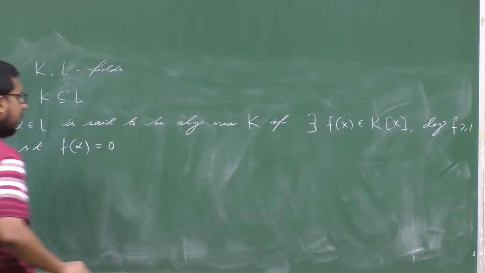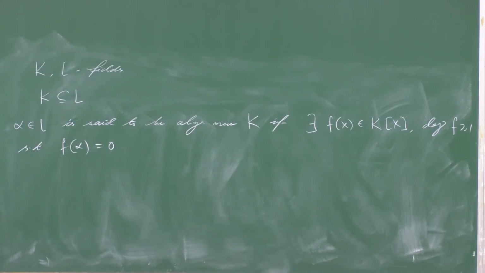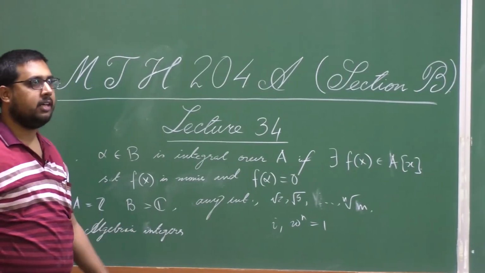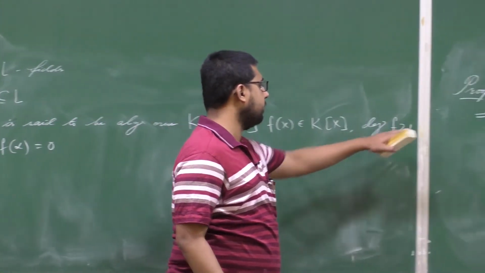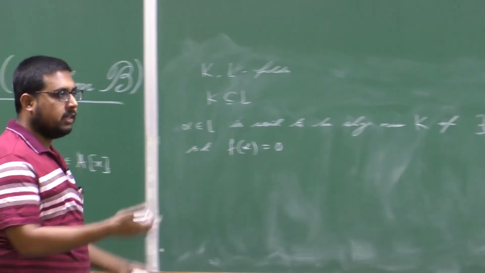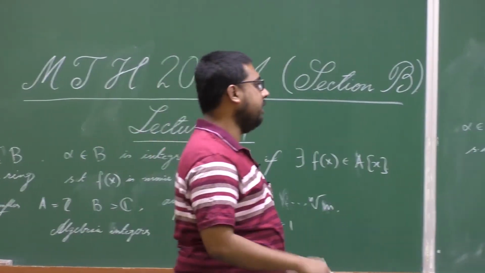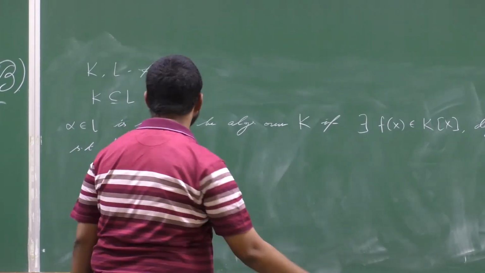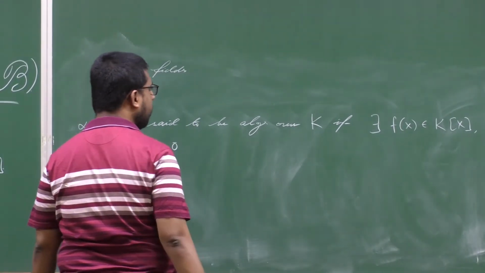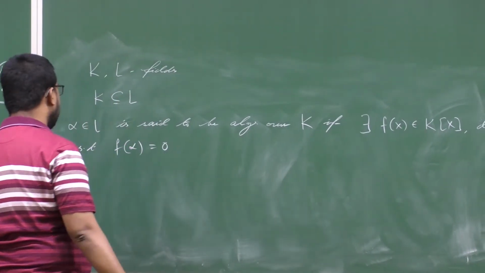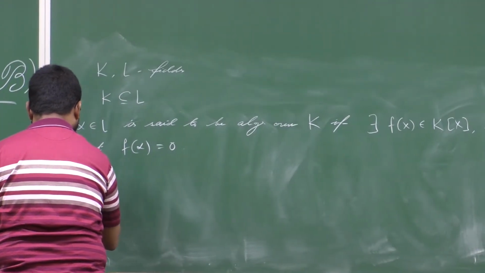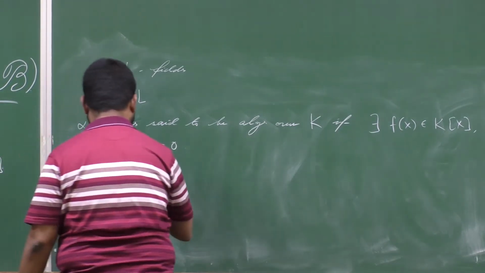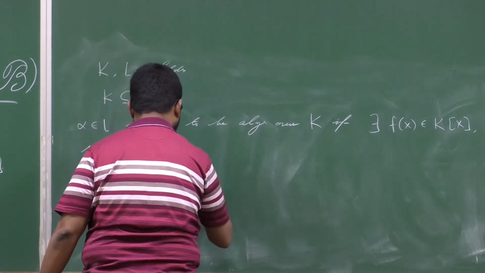f(alpha) is 0. Again, let me repeat that it is actually not necessary to insist that f has to be monic, because non-zero constants are always units. So whenever you have such a non-constant polynomial, we can simply divide its coefficients by the leading coefficient, and that will lead you to something which is monic. So alpha is said to be algebraic over K if there exists a non-constant polynomial which has alpha as a root, and as a remark, we can take f to be monic. Of course, this is a special case of integral dependence.